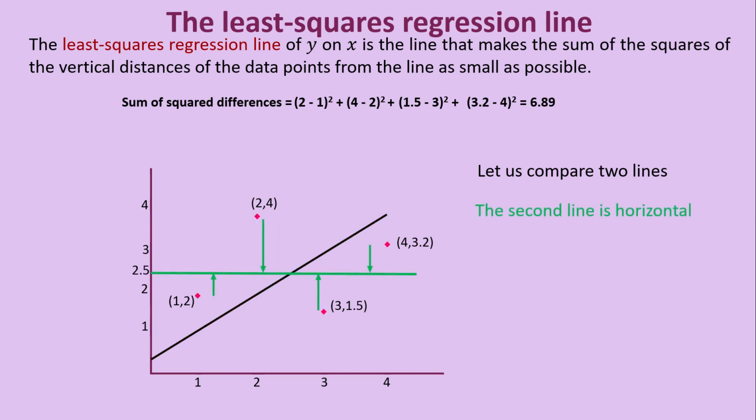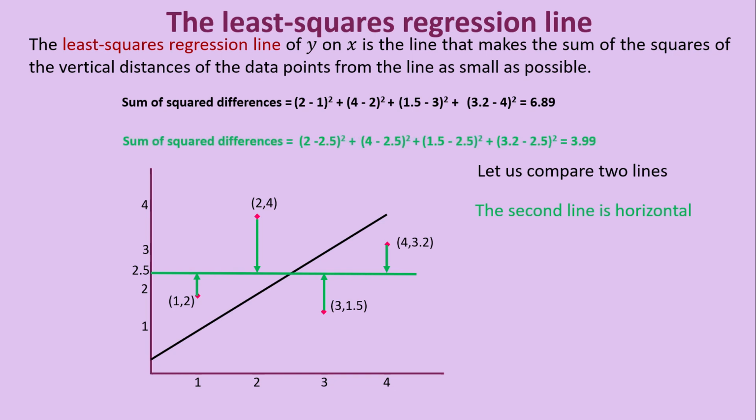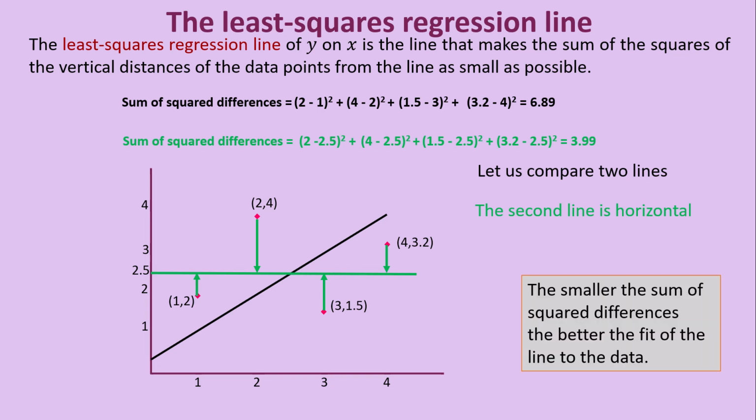Then go to the second line. I consider the horizontal line. We can find the vertical distances, known as errors. How do we find it? We can use the same thing we did before. That one is 3.99. Which one is the best line from these two? The second one. Why? The smaller the sum of square differences, the better the fit of the line to the data. So this is the least squares method.